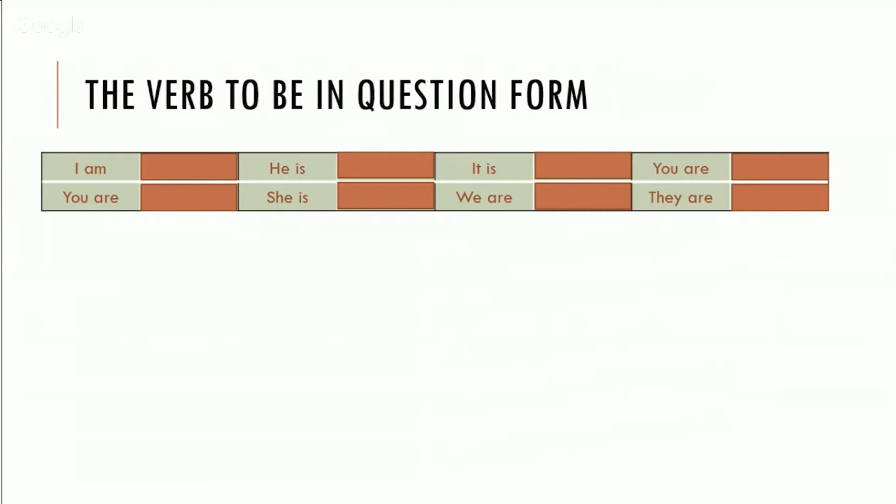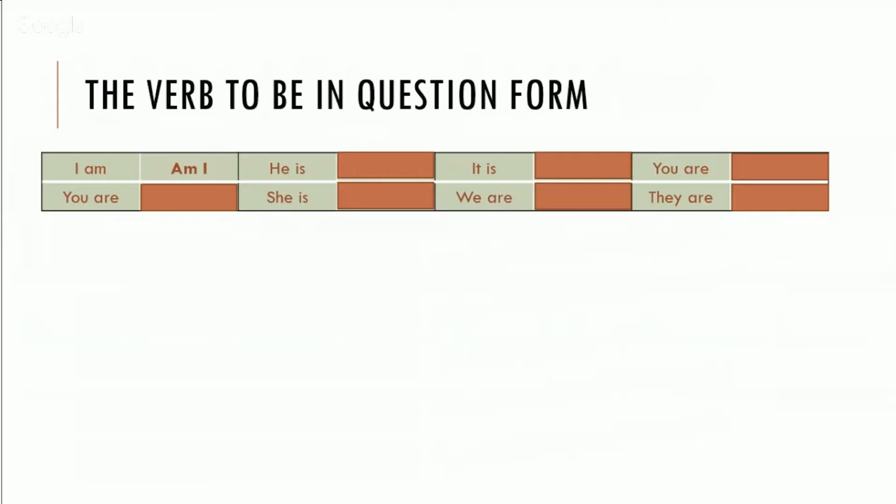And this is the last part of today's lesson. The last part of today's lesson is just making questions with the verb to be, right? So to make questions very simply, you take the verb to be, put it in the beginning, and you're going to make a question right away.